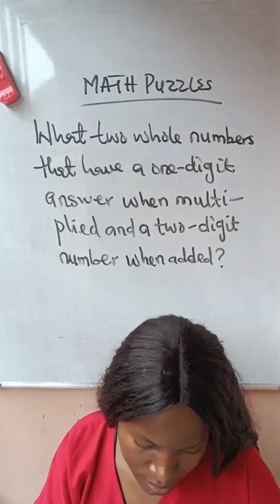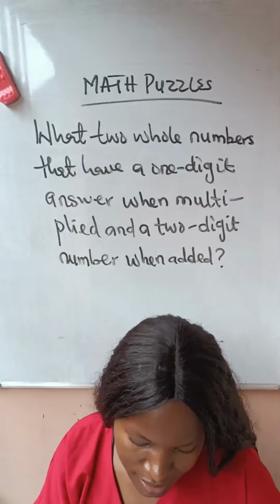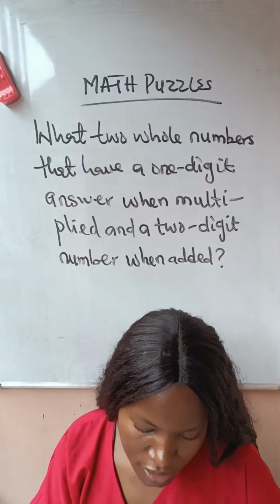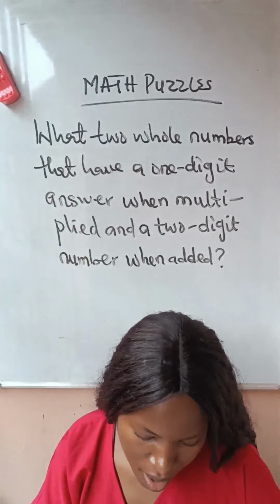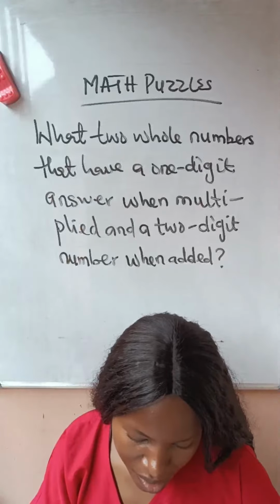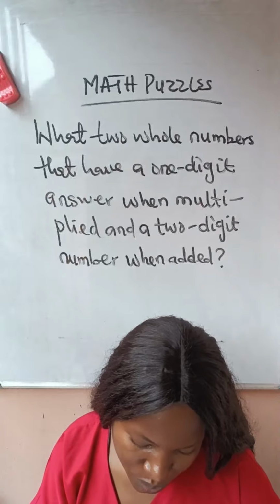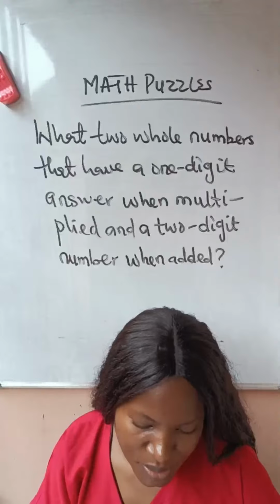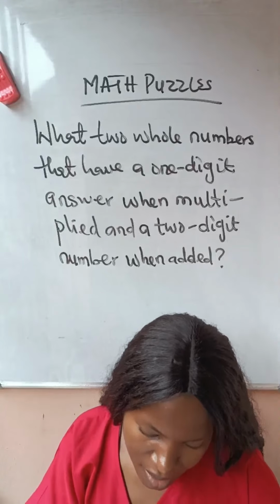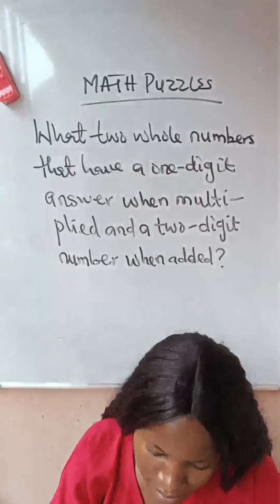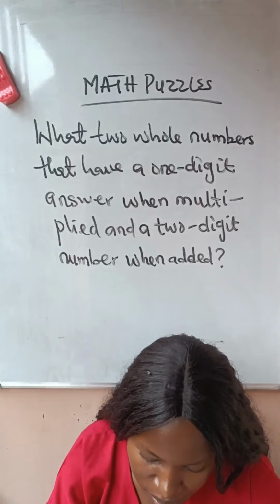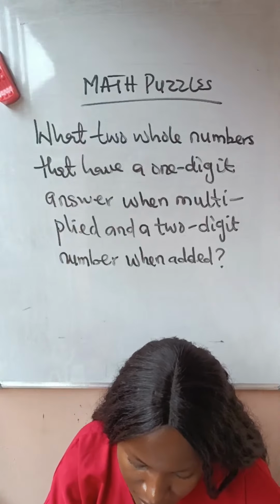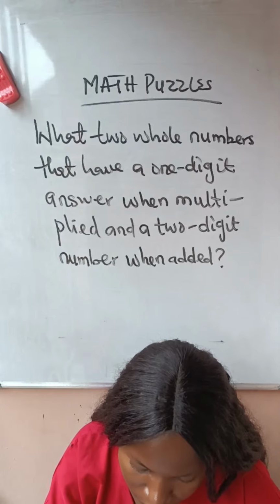What two whole numbers that have a one-digit answer when multiplied and a two-digit number when added? What two whole numbers that have a one-digit answer when multiplied and a two-digit number when added?